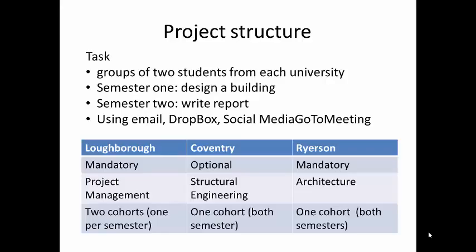And you can see the three sorts of subject disciplines that we were bringing together as well. Loughborough, project management; Coventry, structural engineering; and Ryerson were architecture students. The other difference as well was that Coventry and Ryerson were there all the way through both semesters, but in Loughborough, the students had other things to do. The modules were only one module long, one semester long. So we had one group of students for the first semester, when they were designing the building, and then we had another group of students coming in for the second semester in the report writing. So that part of the team was disrupted at that point.